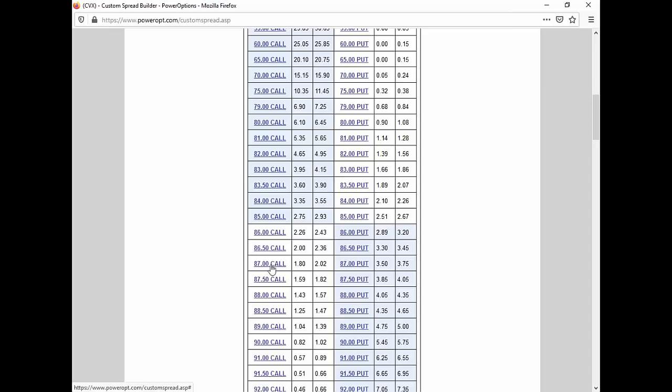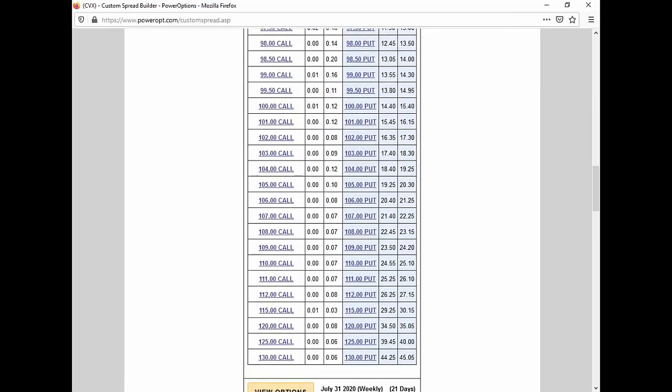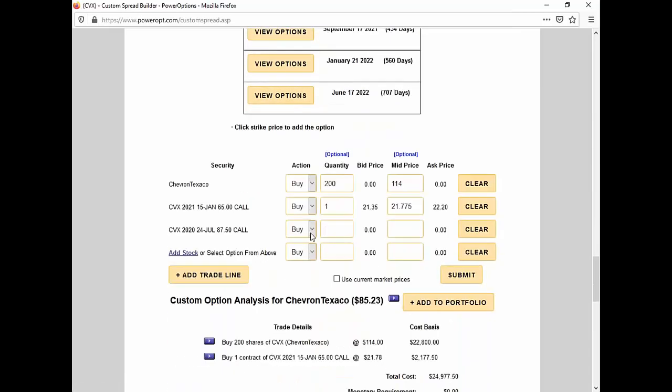86, 86.50, 87. Let's go 87.50 right now, just for the sake of argument. Give us some upside room. But now I can sell three of these. Why? One of these is a calendar spread. I now own the January 65 call on the position. So I can sell an 87.50 call against it, get that 175. And against your 200 shares, I'm selling two more covered calls.